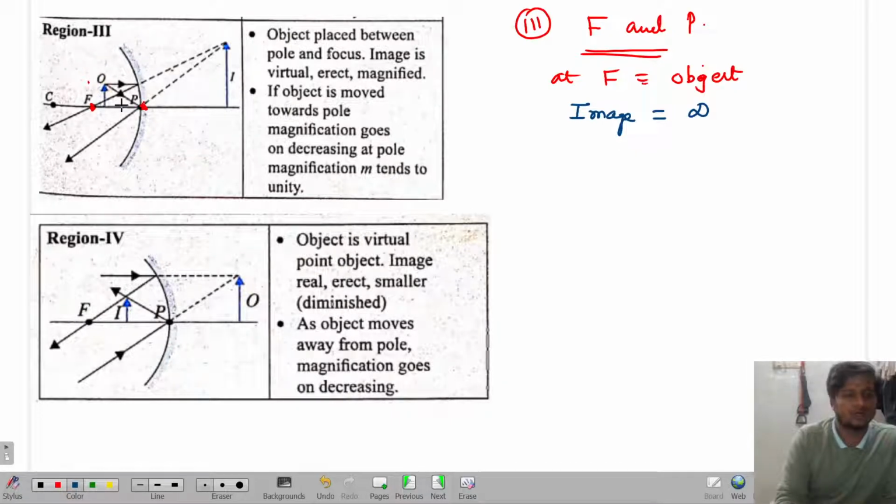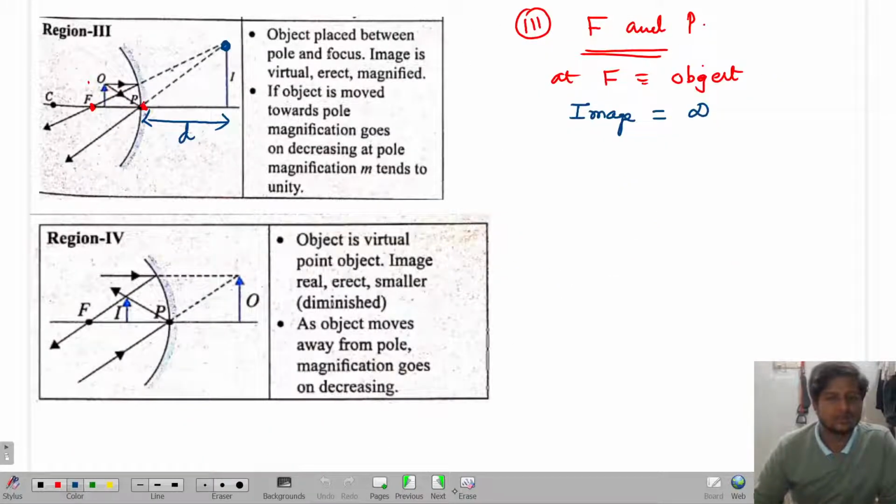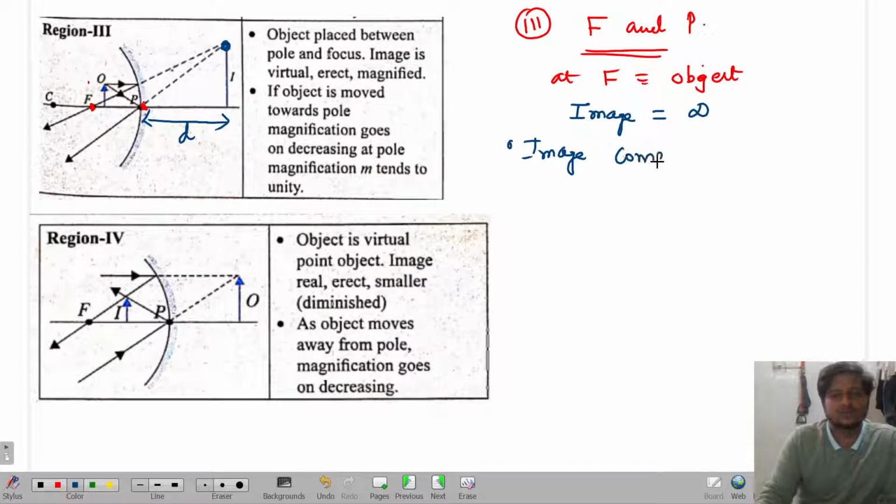Now next thing, if I deflect the object a little bit from the focus towards the pole, what you are going to observe is that you get a virtual image just behind the concave mirror at some distance d towards the right. Try to understand first: in the first two reasons the image was going away from the mirror, but here, when you place the object between focus and pole, the image comes near the mirror. So reason 3, between focus and pole, is very much important.